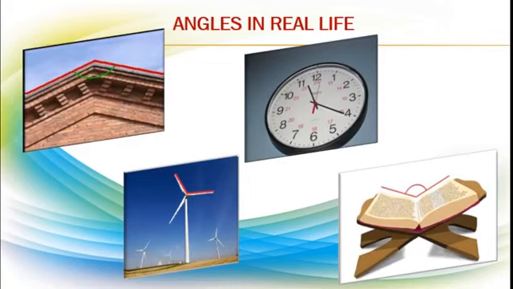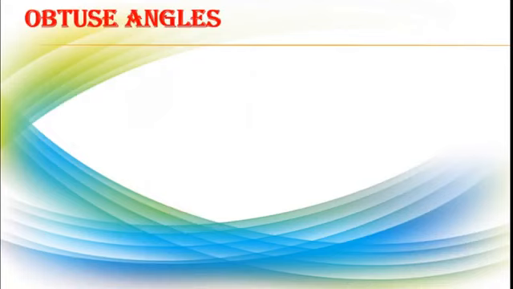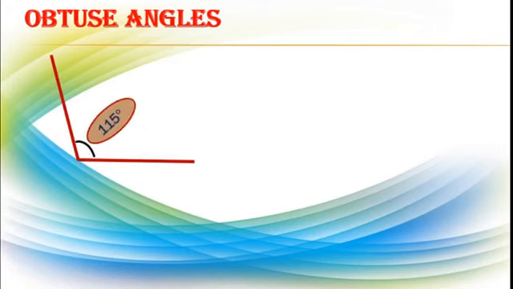Here also some more examples are there. Please observe the house roof or the hands of the wall clock, blades of the windmill and the adjacent pages of the book. They all show angles more than 90 degree. These are called obtuse angles. Remember this word, obtuse angles. We will draw some obtuse angles here.